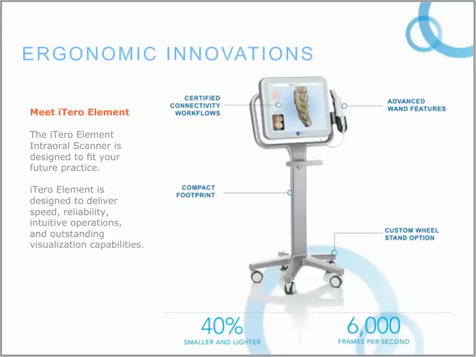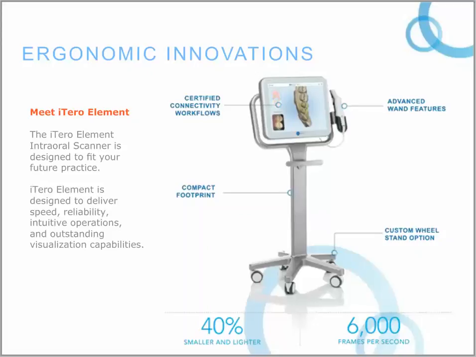For example, connectivity to the iOS Fast Design mill so that the information leaves the iTero, leaves the operatory, from the source that it was taken with, and sends it directly to the mill in your office, are examples of certified connectivity. There are some advanced wand features we'll look at in another slide. We'll get to that. It is a very small unit that moves easily from operatory to operatory.